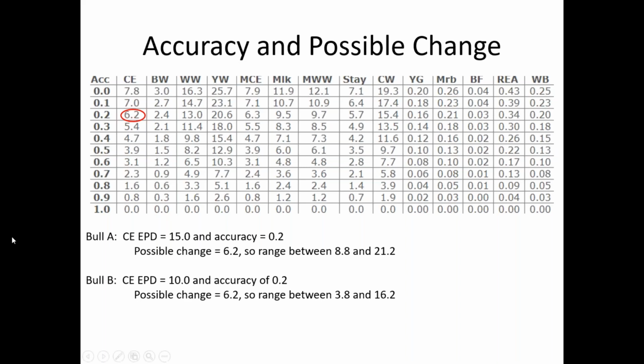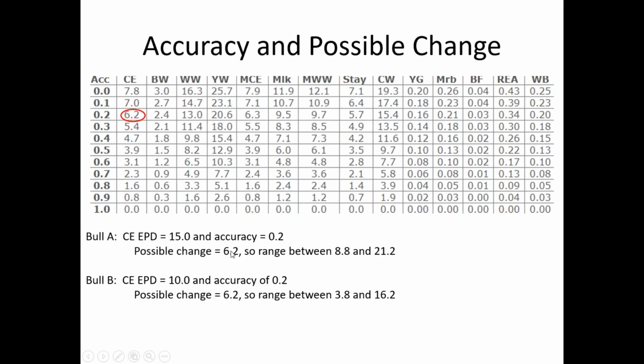So if we're looking at a calving ease EPD, and again, this possible change table is published in Herdbook, so you all can have access to it. If we look at calving ease EPD, and this bull has a calving ease EPD of 15 and an accuracy of 0.2, we look up at this table, we find calving ease, and we find that at an accuracy of 0.2, the possible change is 6.2.